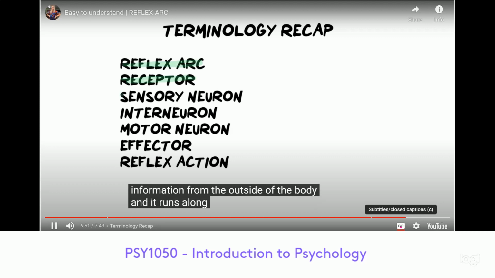And it runs along the sensory neuron, which is the neuron that carries that sensation. It then goes into the spinal cord where we find the interneuron, also known as a connector neuron. And that neuron is where we make decisions. That decision is then sent via the motor neuron, which is a moving neuron. It means it's going to make things move.